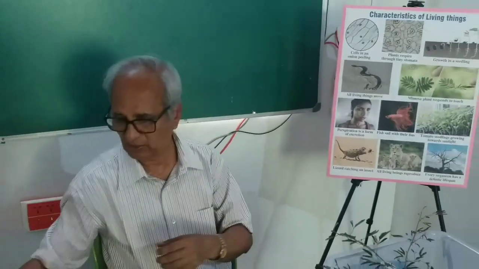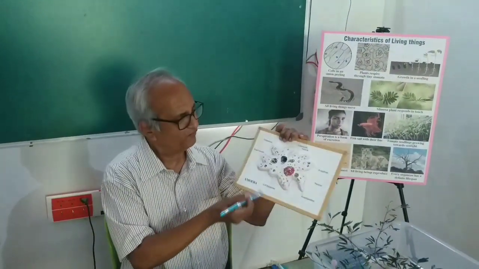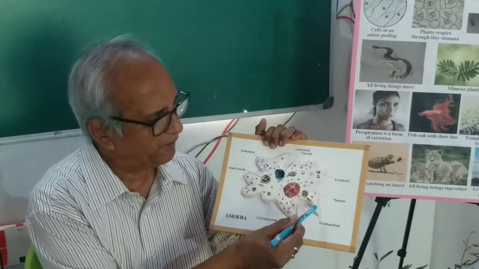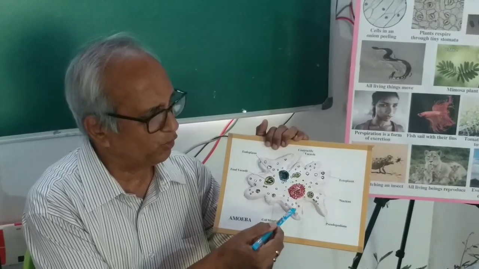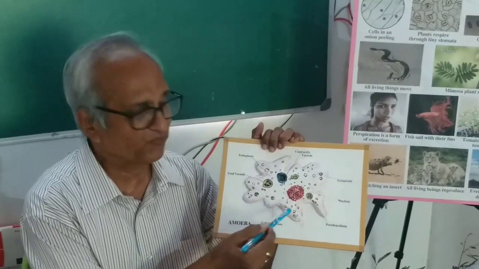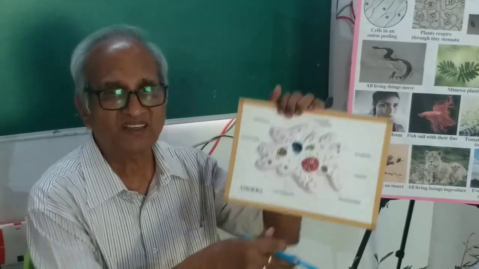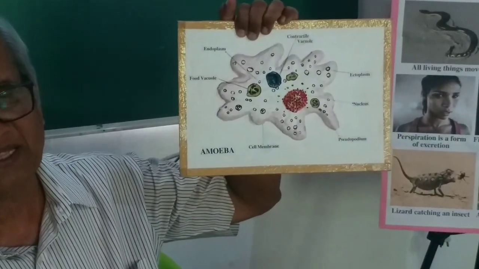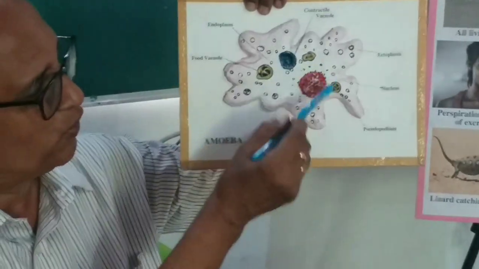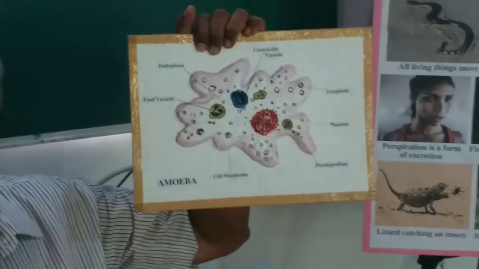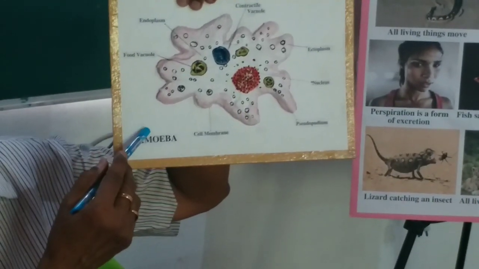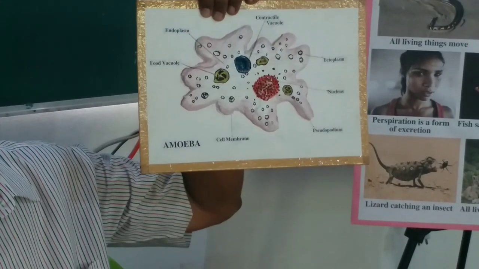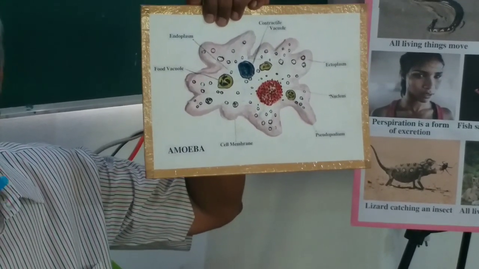Then other animalcules are there. A very small animal, the amoeba, you call it. Amoeba moves with the help of its pseudopodia. They are called false feet. With the help of the false feet, it moves from place to place. It has a nucleus. It feeds on other animalcules. This is not a plant, this is an animal. A one-celled animal. Bacteria, they move.